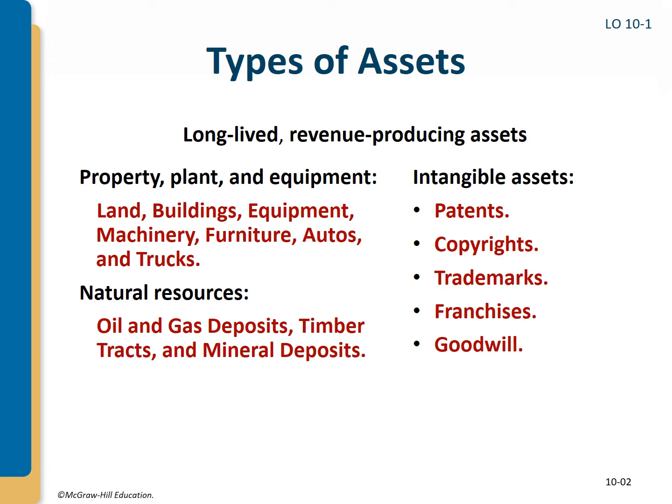These are all long-lived, revenue-producing assets. So they're going to be used more than a year. They're going to be used to produce revenue, but they have different characteristics, so we keep track of them differently. Property, plant, and equipment, the norms are land, buildings, equipment, machinery, furniture, and vehicles. Intangible assets, a sampling of those are patents, copyrights, trademarks, franchises, goodwill. And then you can see our natural resources. Oil and gas deposits, so you can purchase those, timber, and mineral deposits.